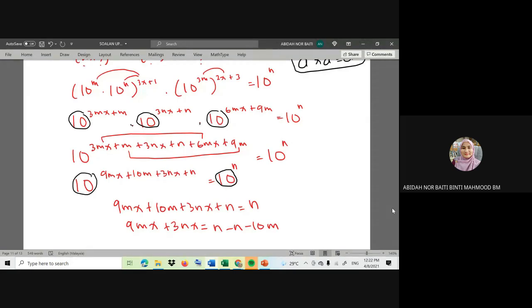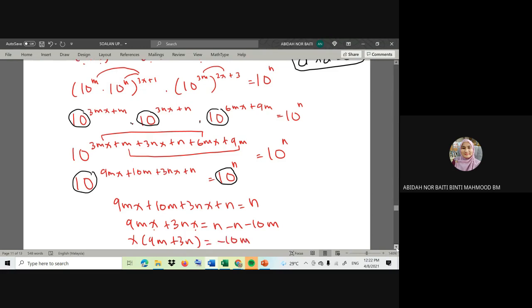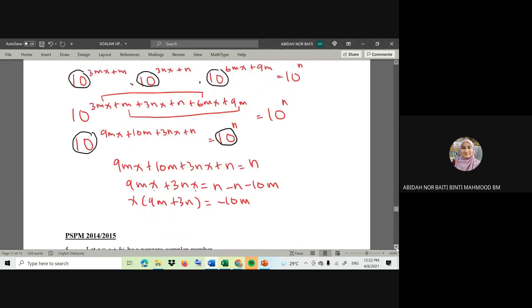Okay, and then so here we want X as a subject. So you have to factorize X. So kat sini jadi macam ni lah. Therefore, your final answer, X as a subject matter. So negative 10m over 9m plus 3n. Okay, itu sahajalah yang dia nak.